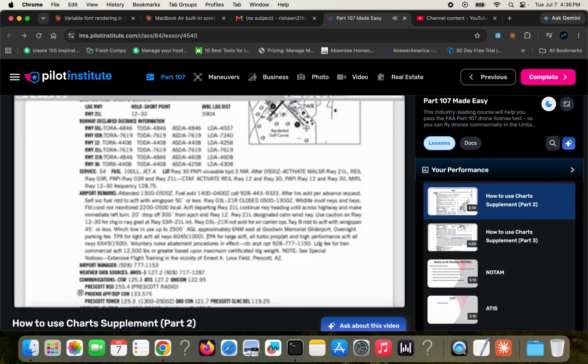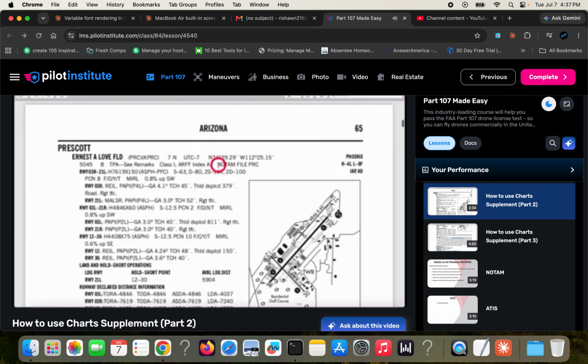It says here, TPA for traffic pattern altitude for light aircraft on all runways is 6,045 feet MSL, which is 1,000 feet AGL. Traffic pattern for large aircraft, all turboprop, jet and high performance aircraft, all runways is at 1,500 AGL. Every NOTAM, Notice to Airmen, is going to be filed under the PRC symbol.